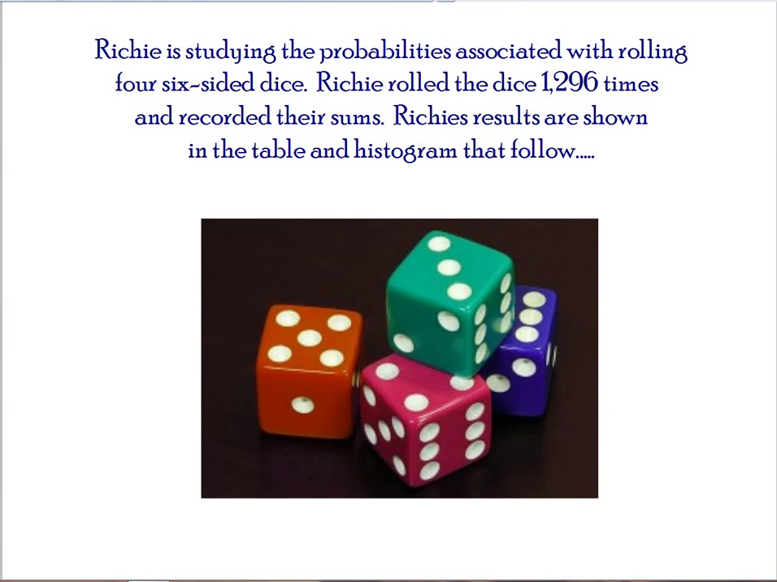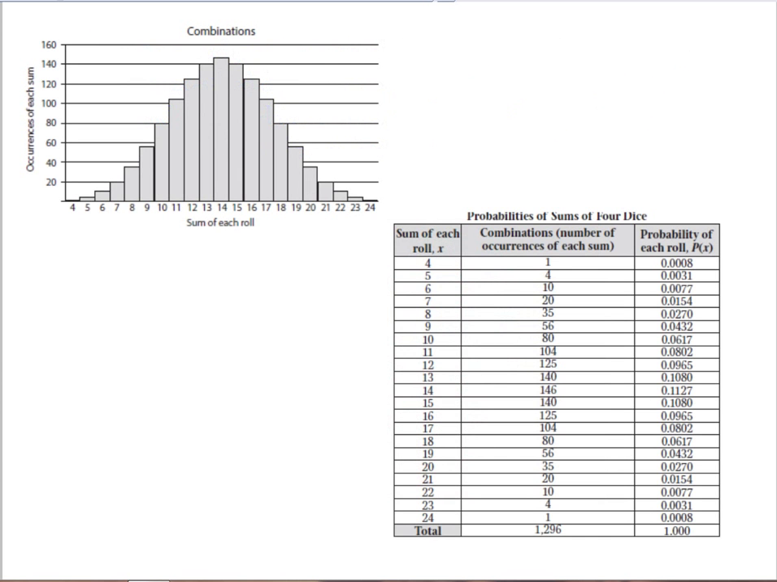So we have this person, Richie, who's studying probabilities associated with rolling 4 six-sided dice. Richie rolled the dice 1,296 times and recorded their sums, so he's adding up all 4 numbers on the dice. Richie's results are shown in the table and histogram that follow.